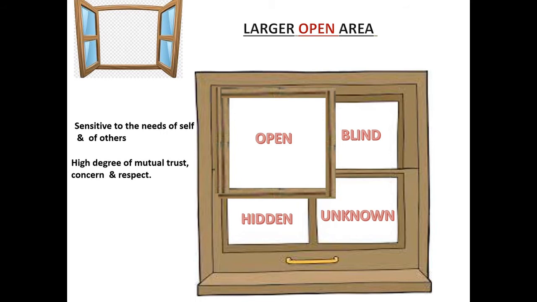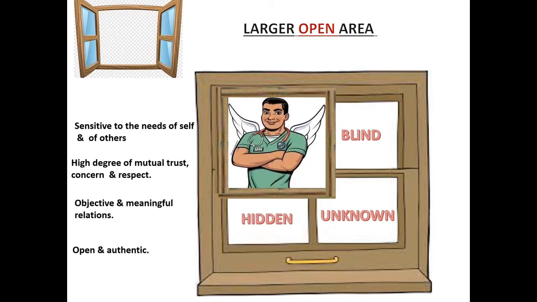These are all good descriptors. The person who has a wide open window will be very objective and will have meaningful relations. And finally, he is a person who is very open and authentic. Well, these are all sweet words. These are all good descriptions of a good person. And this is the person that we're talking about. So we had better dream of having a broader or larger open window pane.